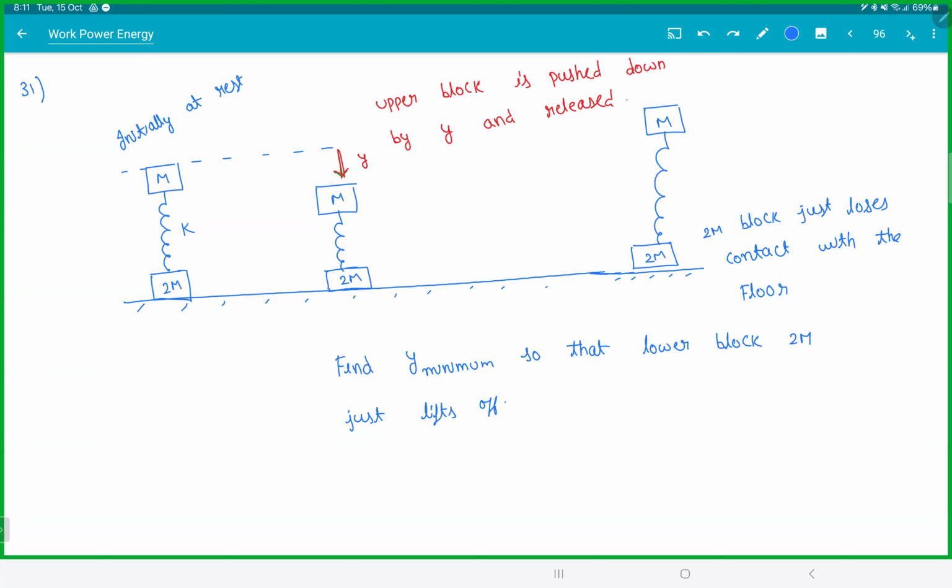If the 2m has to lift off the ground, the spring must be in an elongated state. Someone has to pull the block up, and springs pull only when they're elongated. Think. There are a lot of things you have to be careful about. No, that's not the answer.